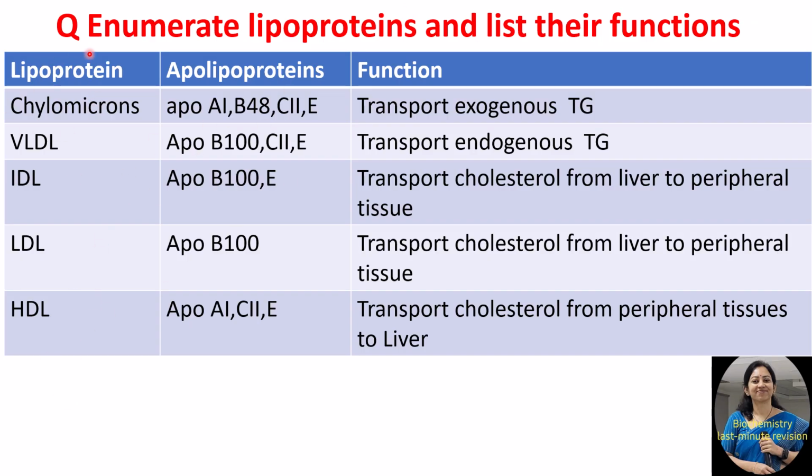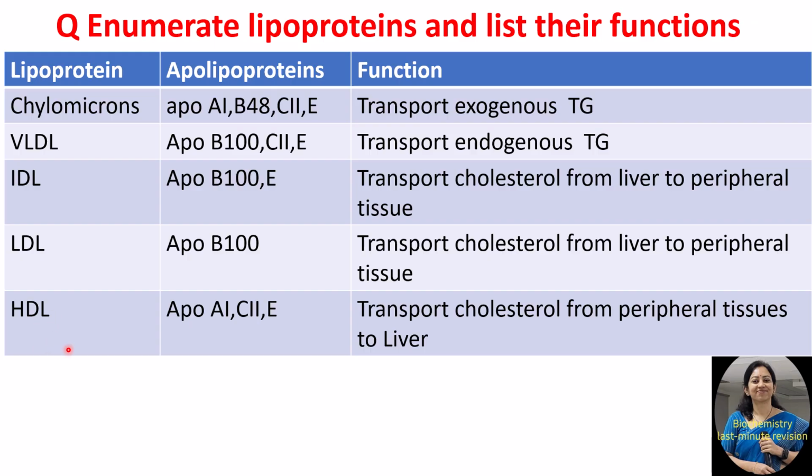These are the important lipoproteins you need to remember. Chylomicrons have apolipoproteins A1, B48, C2 and E, which facilitate transport of exogenous triglycerides. Very low density lipoprotein has ApoB100, C2 and E and is involved in transportation of endogenous triglycerides. Intermediate density lipoprotein has apolipoprotein B100 and E on its surface and is involved in transportation of cholesterol from liver to peripheral tissue. Low density lipoprotein has ApoB100 on its surface and is involved in transportation of cholesterol from liver to peripheral tissue.